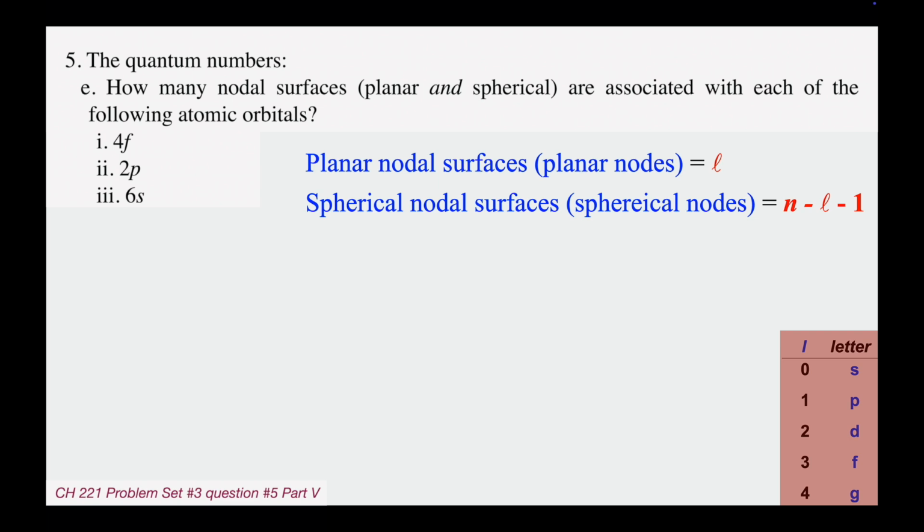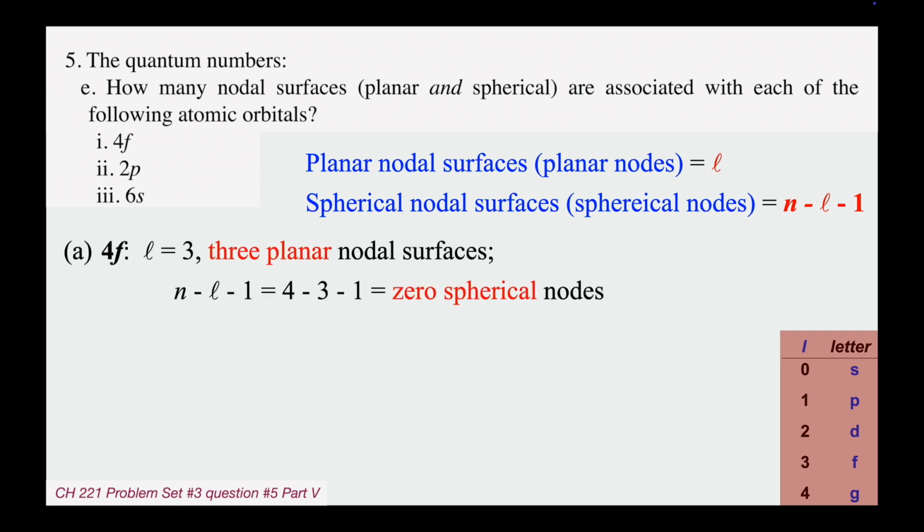So for example, on 4f, the f, if you look in that little table, means L equals 3, and the number 4 there, that is the n value. So for 4f, you're going to have 3 planar nodes because L equals 3, and if you figure out the spherical nodes, 4 minus 3 minus 1, 0 spherical nodes. So again, figure out n and L. You can see we're going to use this a lot, and then you can find the nodes from there.